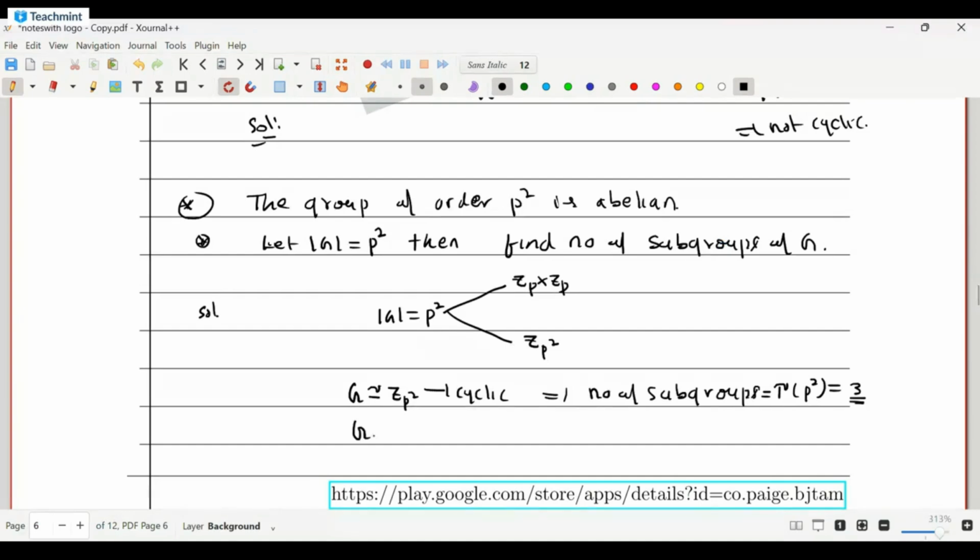If G is isomorphic to Zp cross Zp, we have already solved this type of problem. For Zp cross Zp, the number of subgroups is p plus 3. One is trivial, one is the whole group, and the number of subgroups of order p is equal to p plus 1.